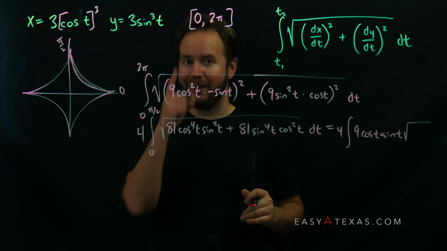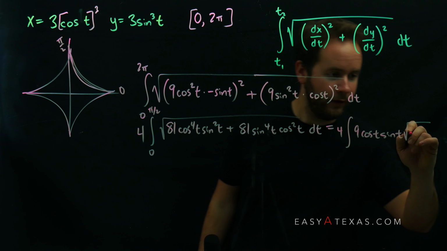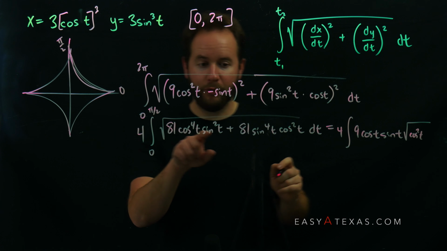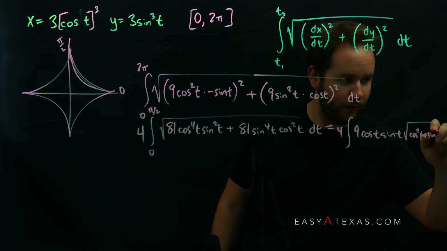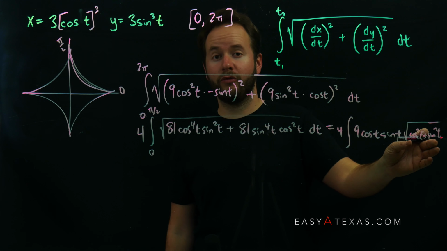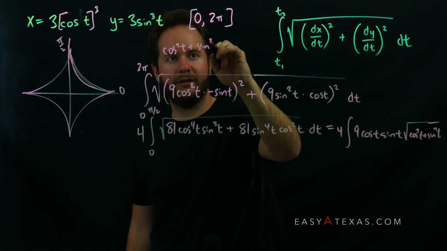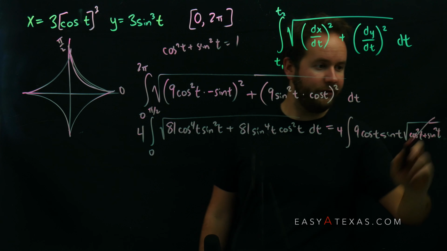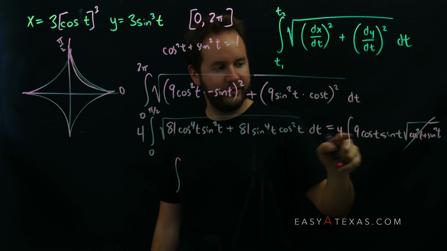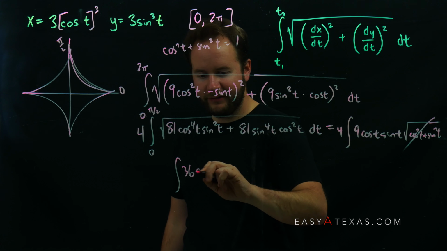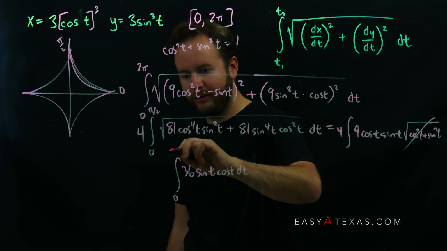Well, it turns out that something ends up being 1. Here's why. When I pulled out 81 cosine squared sine squared, I was left with cosine squared. When I pulled out 81 sine squared cosine squared, I'm left with over here a plus sine squared. I know I'm running out of room here, but what I have left inside the square root is cosine squared plus sine squared. And cosine squared t plus sine squared t, well, that's better known as 1. So this square root is just square root of 1, which just goes away. And so I'm left with the integral. 4 times 9 is 36. 36 sine t cosine t dt, and I'm integrating from 0 to pi over 2.